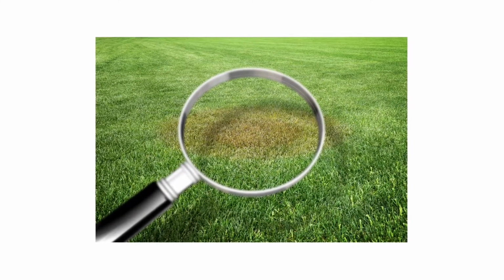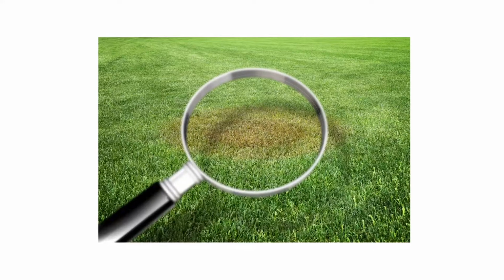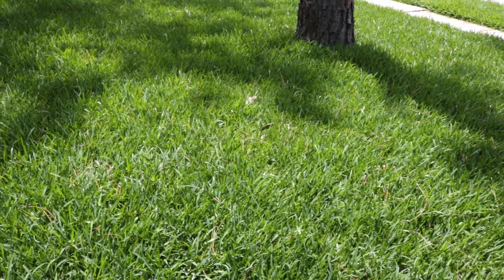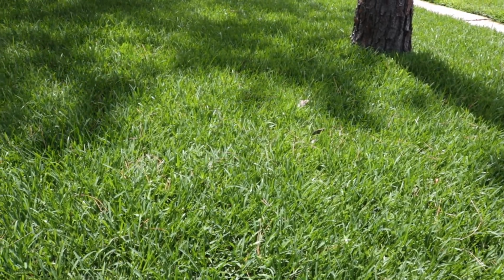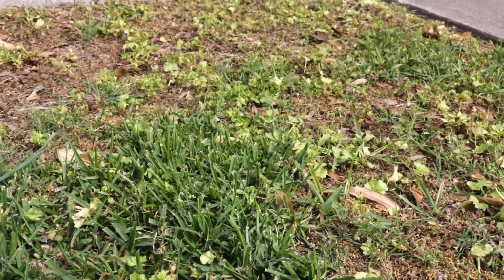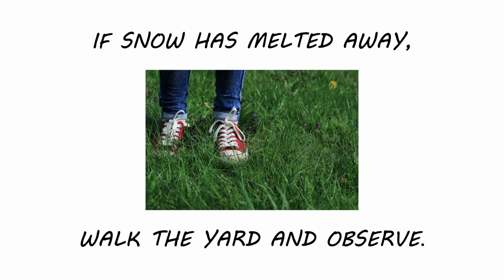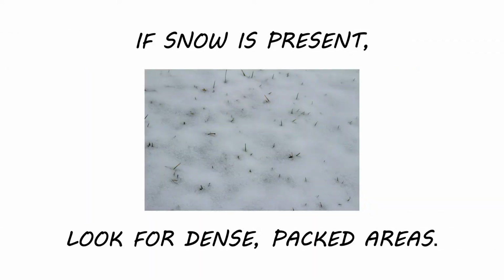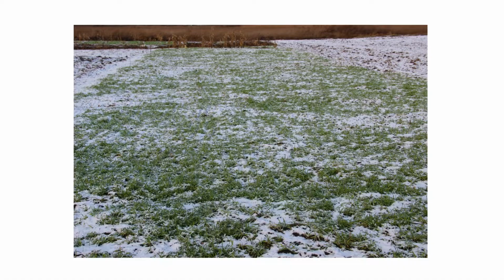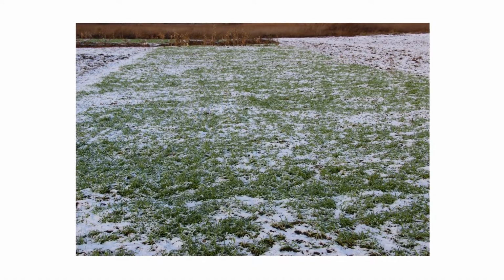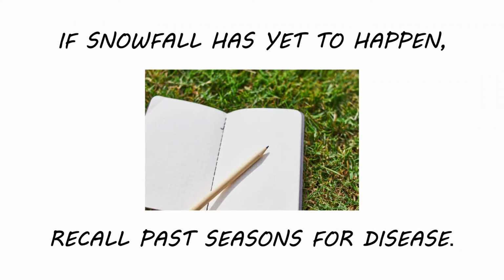Inspection is the next phase of any good pest control plan. Once you know what your pests look like, check around your property to confirm their presence or to find hotspots of activity. If the snow has already melted away, then finding the afflicted turf is easy. Just walk your property and note any instances of snow mold you see. If snow is currently present, take note of any areas where the snow is particularly dense and packed. Snow in these areas may melt more slowly and create an environment conducive to fungal development. If snowfall has yet to happen, recall past seasons if any lawn disease or fungi were found after the snow has melted away.